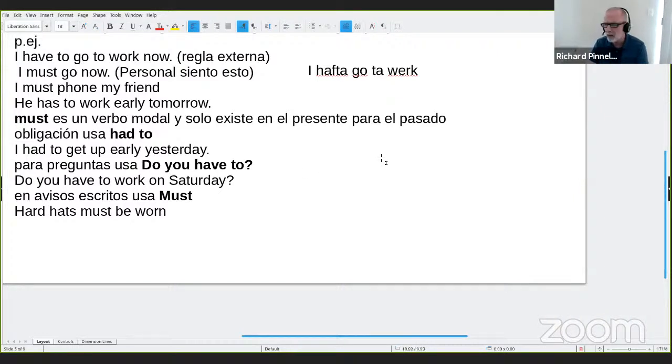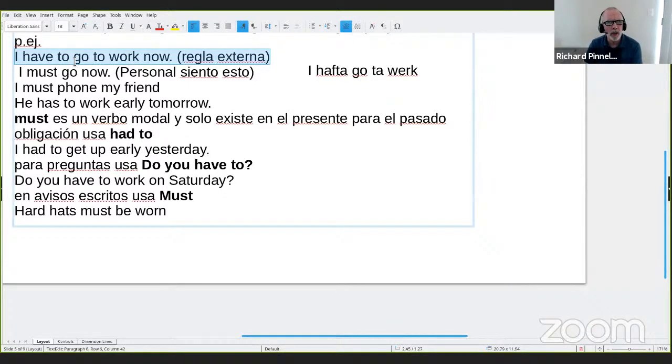So we've got some more examples here. Más ejemplos. So the first two, I have to go to work now. I must go now. Hemos visto antes que have to and must son muy parecidos. Have to es como tengo que ir a mi trabajo. Y must es como debo irme. So, ¿cuál es la diferencia?